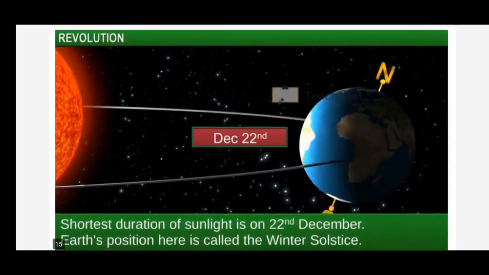Now, let's follow the Earth's orbit. The Earth seems to have reached another point. The date is 22nd December. Here you can see, no? This is when the Earth reaches the other end of its orbit. Before, you have seen one side of the orbit. Now this is the other side of the orbit. The North Pole is facing away from the Sun now. So this position of the Earth is known as the winter solstice. What's that? Winter solstice. Okay.